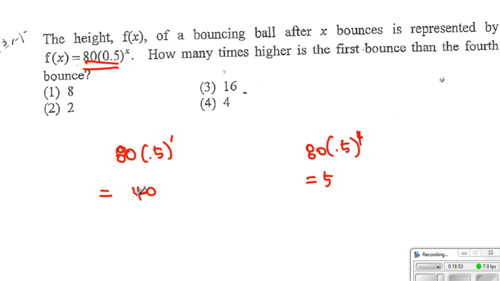Now, how many times is this higher than this one? In fact, this is 8 times as high as this. So therefore, technically, the question should read as: the first bounce is 8 times as high as the fourth bounce. So therefore, the answer would have been 8. In fact, the word higher is kind of misleading. 7 times higher, but 8 times as high. All right, that was, in fact, the answer. The next question here.